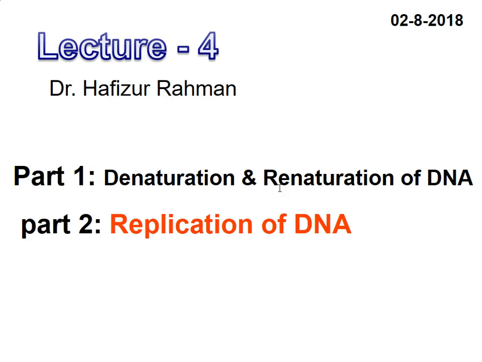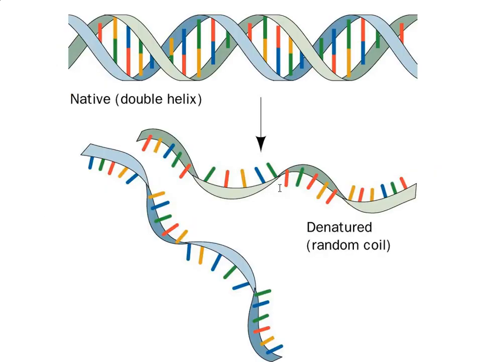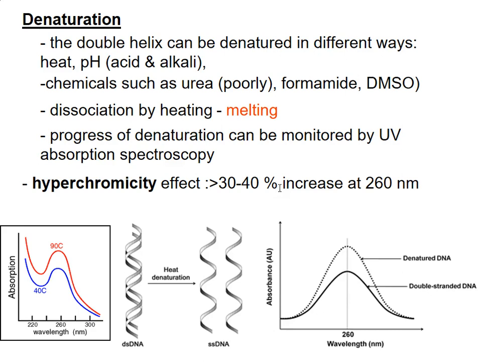Denaturation is very simple, I told you. So it is a double helix, one strand and another strand. Make it easy. If it is easy, it's okay. If the two strands separate, it is called denaturation.